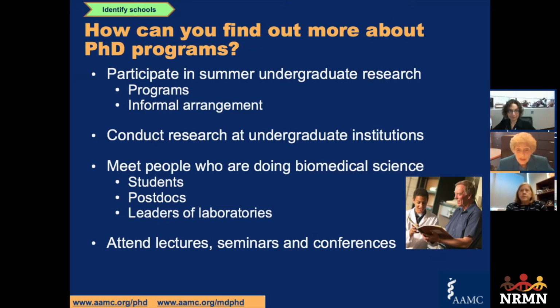So how can you get more information about the programs? Well, certainly any of these things that you do along the way, like participating in summer undergraduate programs, gives you the opportunity to investigate that campus that you're on, that school that you're at. You can do this also by informal arrangements, just going and visiting, doing research at your own institution and learning about different kinds of research, meeting all kinds of people.